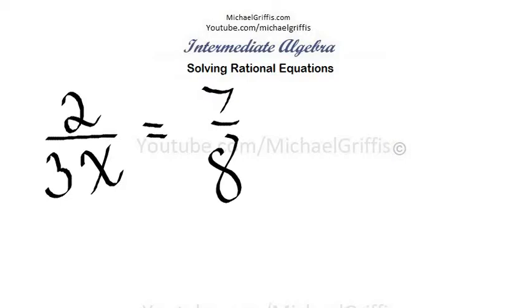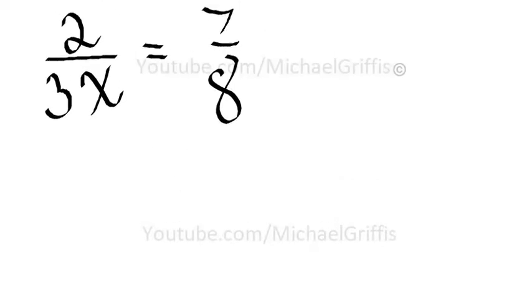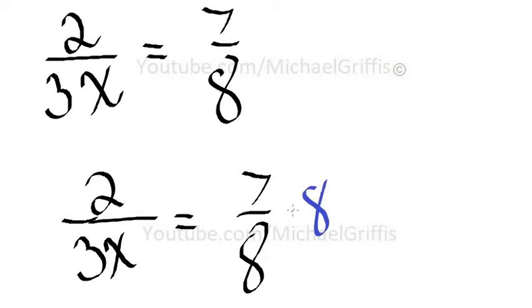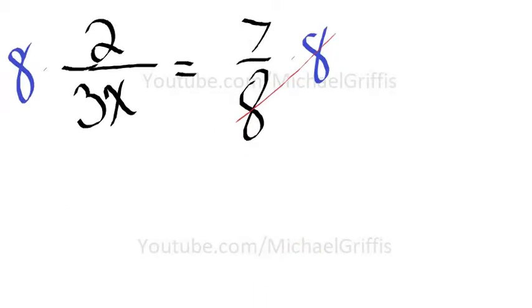All right. So what we want to do is get rid of these fractions. That's like the first thing to do. What I mean by that is, I'm going to go ahead and rewrite this again. So we have 2 over 3x is equal to 7/8. I'm going to multiply both sides by 8. Okay, what happens? Well, these 8s here are going to cancel out, so that gets rid of that fraction on the right.